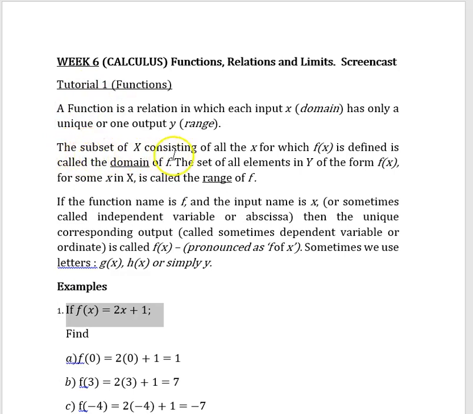The subset of x consisting of all the x for which f of x is defined is called the domain. As I've said earlier, the set of all elements y in the form of f of x, that's another way to write your y, which is your output or your range, for some x in X is called the range.